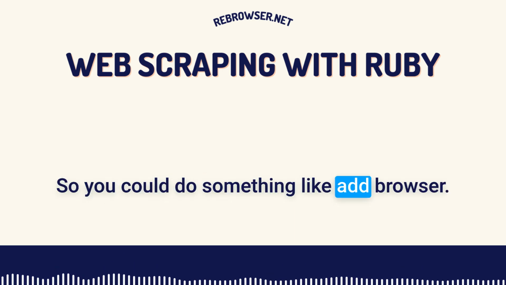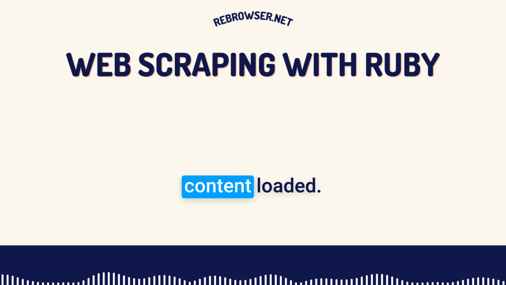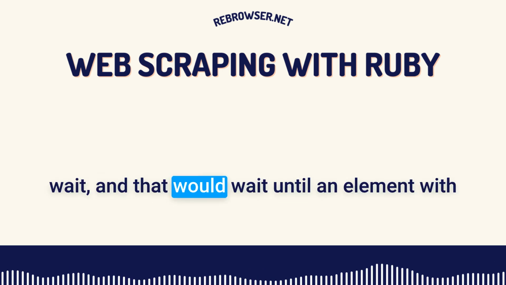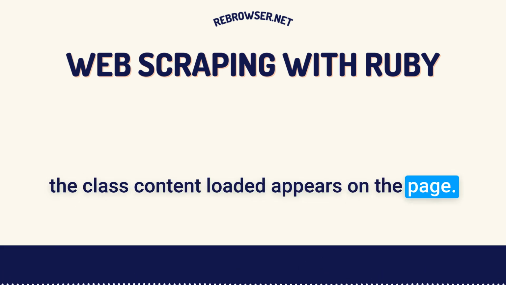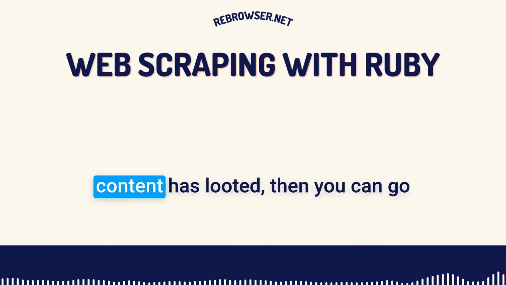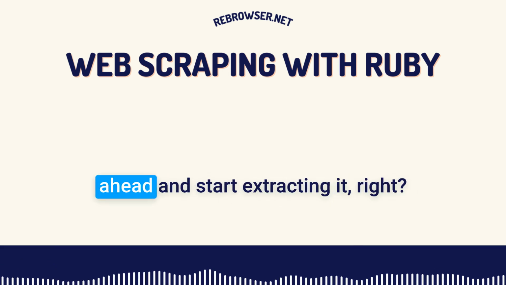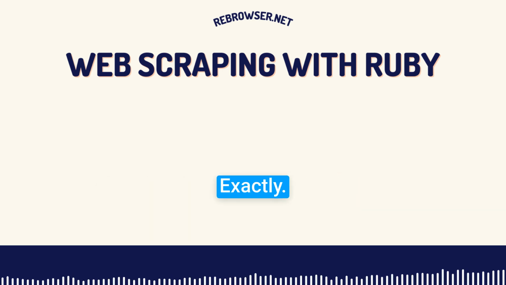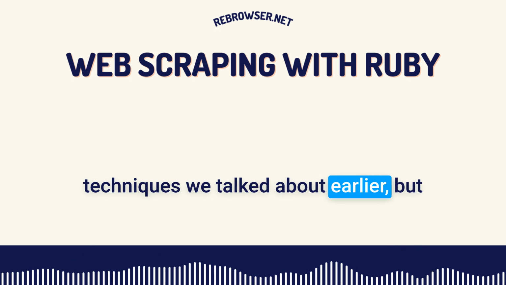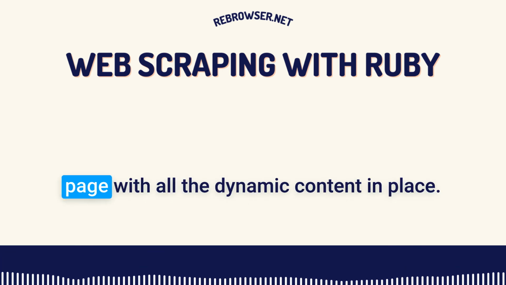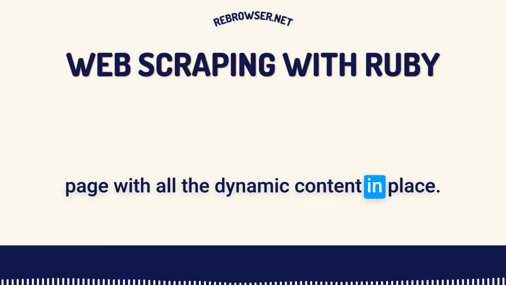So you could do something like browser.css.content-loaded.wait, and that would wait until an element with the class content-loaded appears on the page. And once you know that dynamic content has loaded, then you can go ahead and start extracting it, right? Exactly. You can use the same CSS selectors and techniques we talked about earlier, but now you're working with the fully loaded page with all the dynamic content in place.